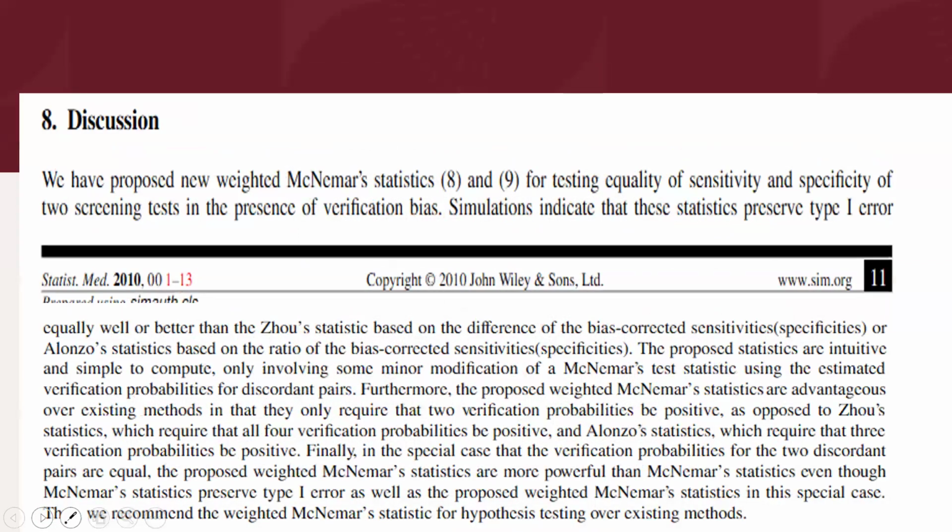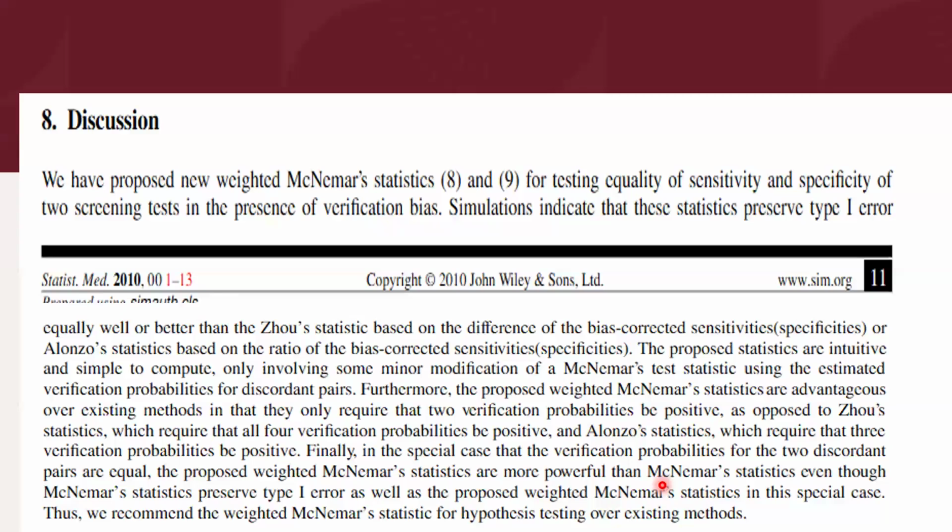So in the discussion, we have proposed new weighted McNemar statistics for testing equality of sensitivity and specificity of two screening tests in the presence of verification bias. They preserve type 1 error equally well or better than existing statistics based on the difference of the bias-corrected sensitivities and specificities, or Alonzo's statistics based on the ratio of the bias-corrected sensitivities and specificities. The proposed statistics are intuitive and simple to compute, only involving some minor modifications of a McNemar test statistic using the estimated verification probabilities for discordant pairs.